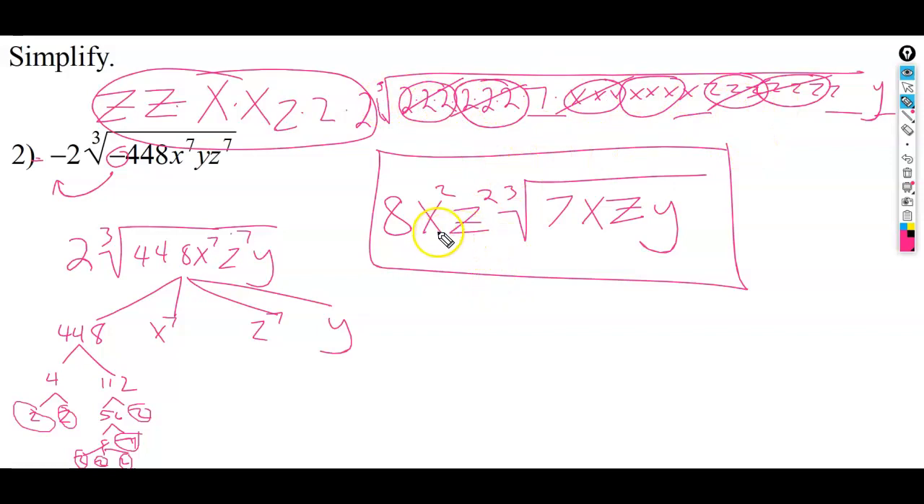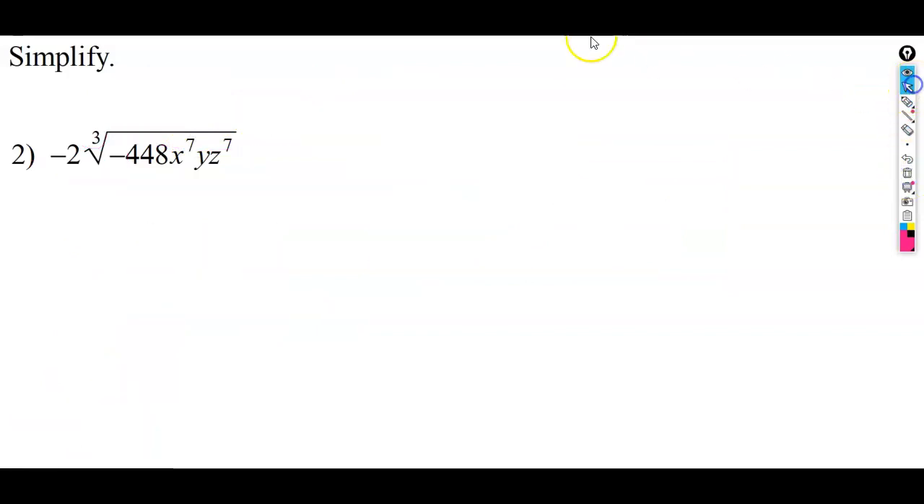But the two main things I'd like you to notice from this problem that are different: when you have an odd root, if there's a negative inside, you can just take it out. And the other thing I want you to take note of is this is a cube root. So we're looking for groups of 3. You can have all different kinds of roots. You could have 4th roots, 5th roots, 6th roots, etc. All right, let's go ahead and move on to another one.